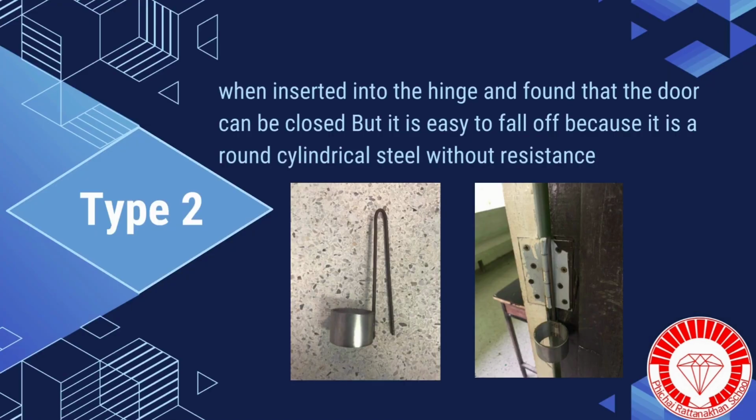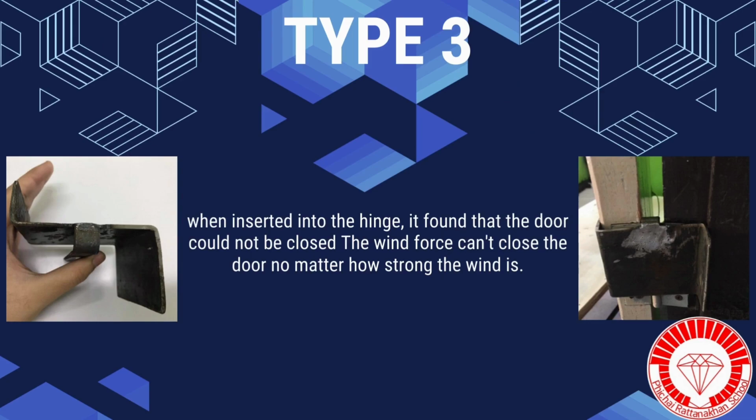Type 2. When inserted into the hinge, we found that the door can close, but it's easy to fall off because it's still round, silent because still without resistance. Type 3. When inserted into the hinge, it was found that the door could not be forced; the wind cannot force the door no matter how strong the wind is.